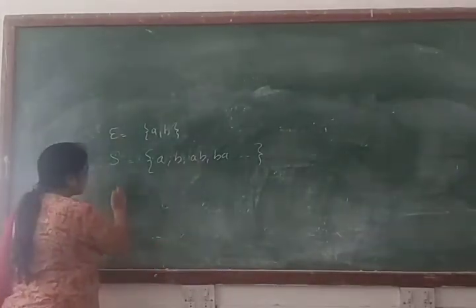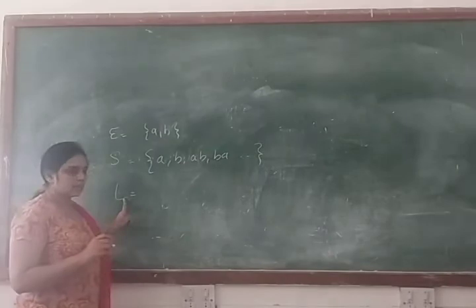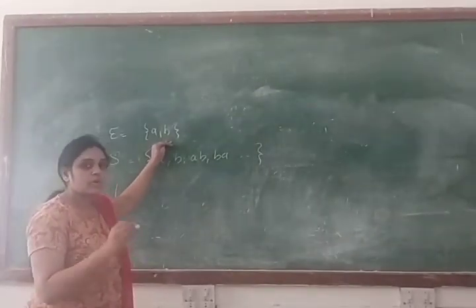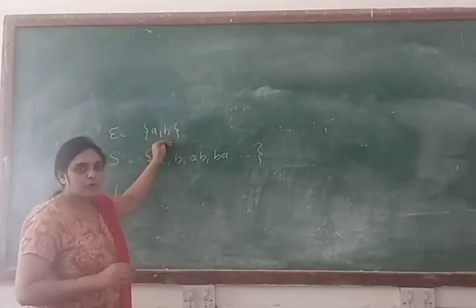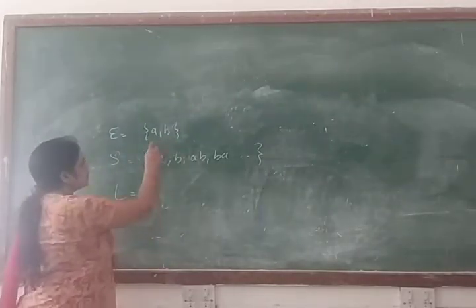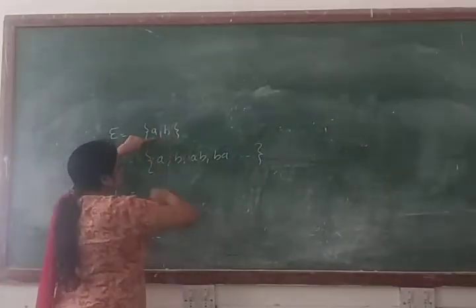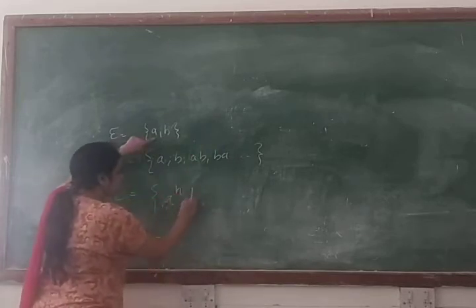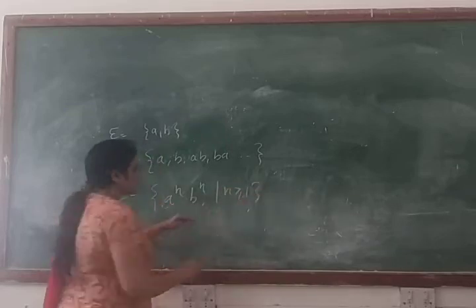Then we discussed the definition of language. We represent language by using the capital L symbol. Whenever we apply some condition on alphabet, whatever strings you get, these strings represent the language of your machine. How? Suppose you have two alphabet, small a and small b, and you apply some condition, for example, a language like a raised to power n, b raised to power n, where n is greater than or equal to 1. So this is your language.